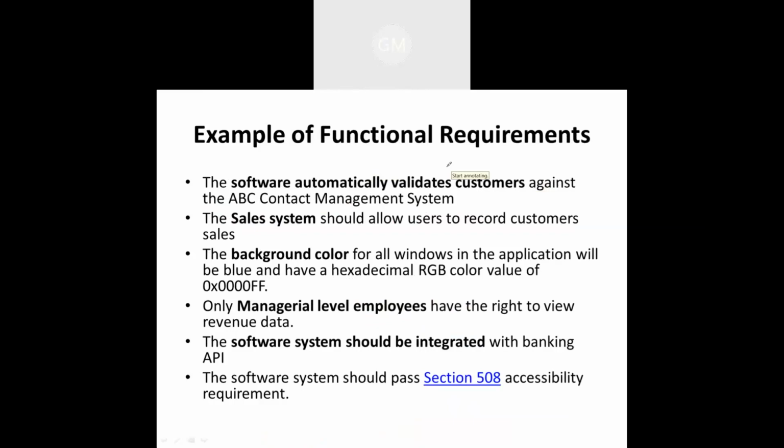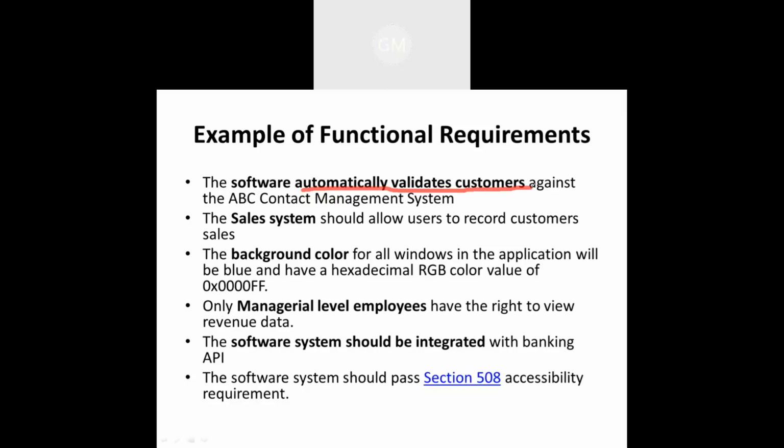So first example of functional requirements: you can say that the particular software automatically validates the customers against the particular contact management system. The best example is the username and password of any system. If you have once registered for that particular system, you can log in to the system immediately. It is going to allow you. Or if you forgot your password, or you have put an incorrect username or password, it is going to show you an error, your username and password is not correct. That is nothing but automatically validating the customers against the particular management system.